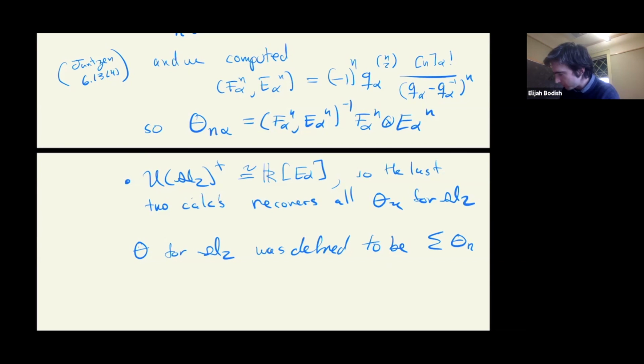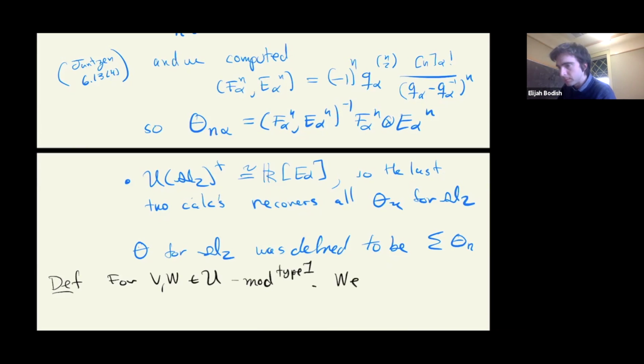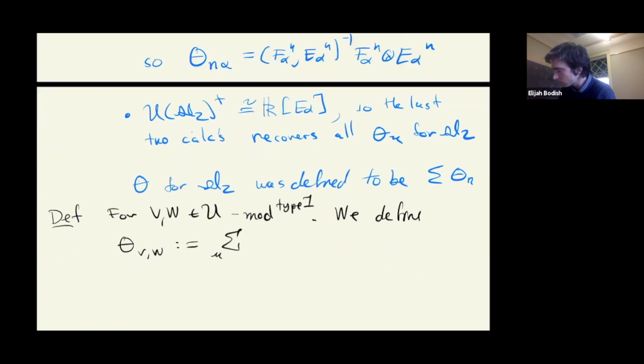So that tells us what we should probably do in general. We define, for V and W in arbitrary U(G) or U_q(G)-modules of type 1, theta sub V,W as the sum over mu in our root lattice, greater than or equal to 0, of theta mu acting on V tensor W.